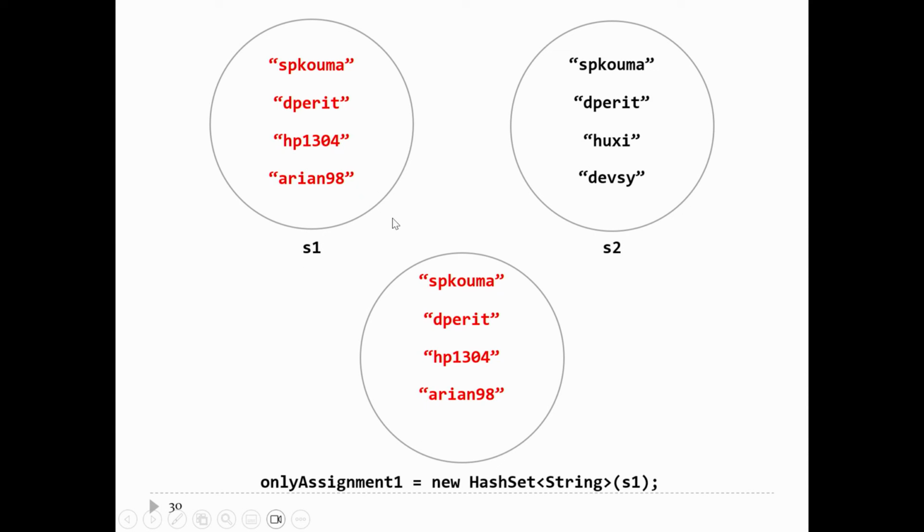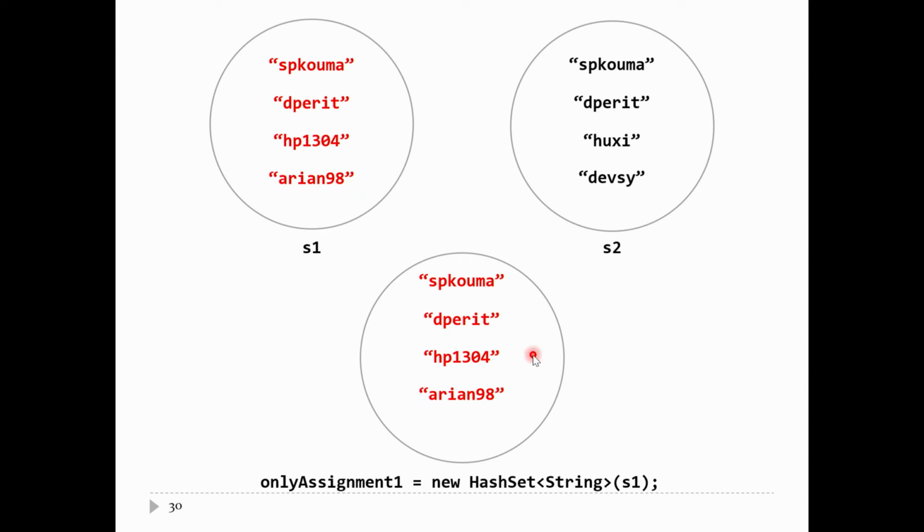So there's my copy of S1. I'm going to process each one of these elements. If this element shows up here, I'm going to remove it. Does SP Kuma show up here? Yes, so it's going to get removed. Does dparrot show up here? Yes, so it's going to get removed.